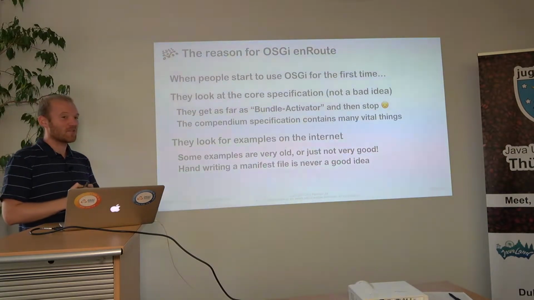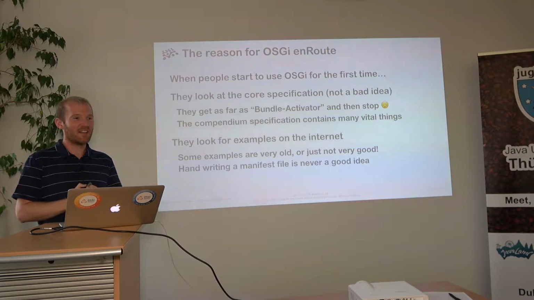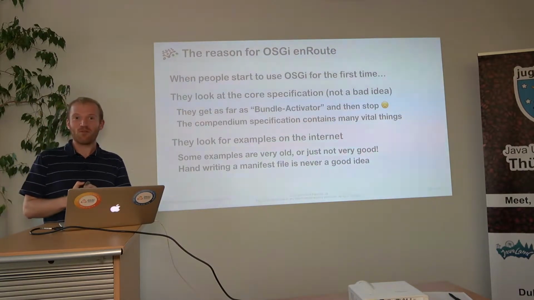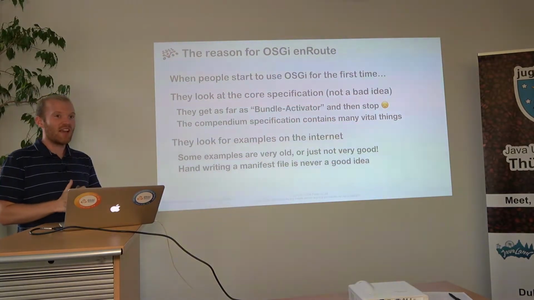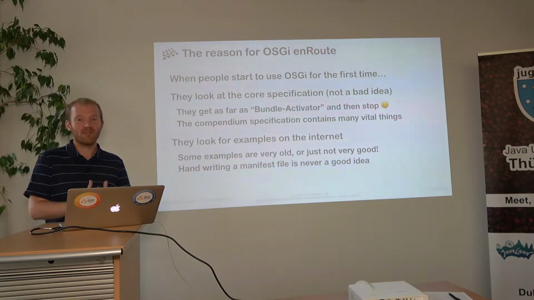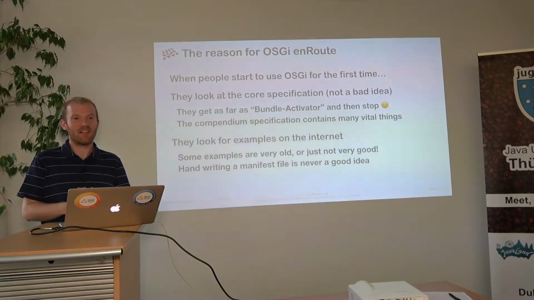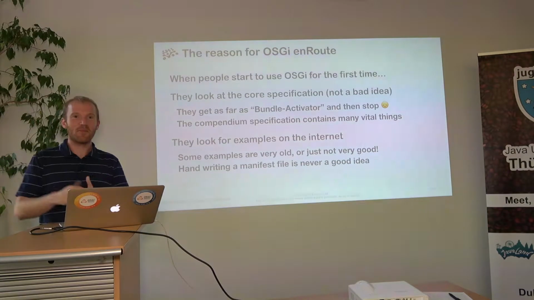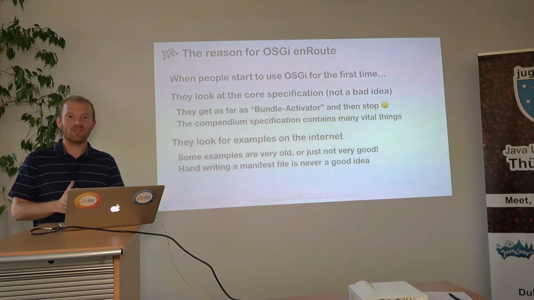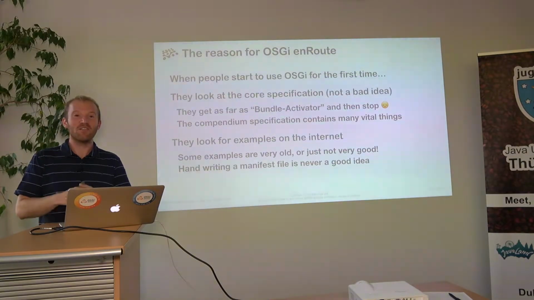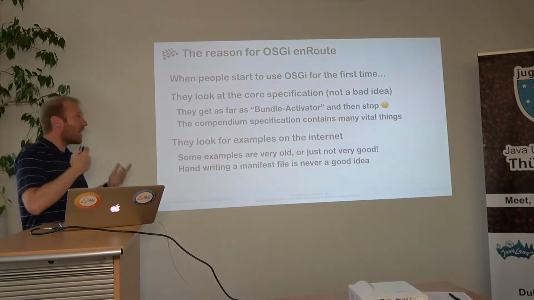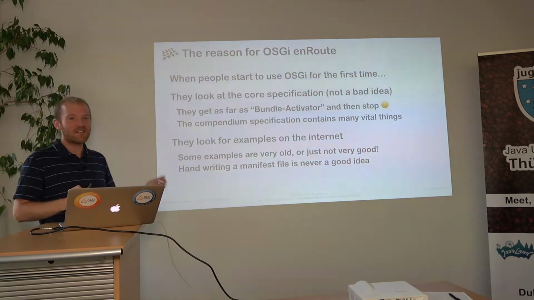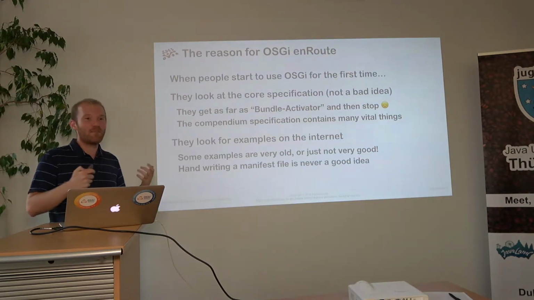They also look at examples on the internet. Now, the problem with the internet is that it contains an awful lot of good information, but an awful lot of bad information as well. You can easily find examples that are just ancient and therefore now more or less irrelevant, or were just actively bad. The person didn't know what they were doing and they claimed to know what they were saying when they said, oh, start typing this into your manifest file. If you ever find an example that talks to you about writing a manifest file, you need to close that browser window immediately. Just don't. And this is why we need enRoute, right? Because this isn't OSGi. This is pain and misery.